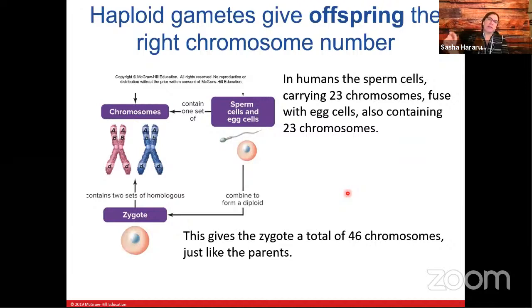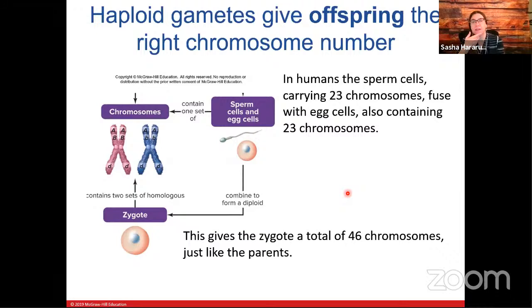So haploid gametes give offspring the right chromosome number. If the gametes were diploid, then the zygote would not be diploid. It would have more. It would not have pairs of chromosomes. It would have chromosomes in threes or in fours, depending. Like if one gamete is diploid and another gamete is haploid, we would have a zygote that would be noted as 3N, or it would have not a pair of chromosomes, but a triplet of chromosomes.